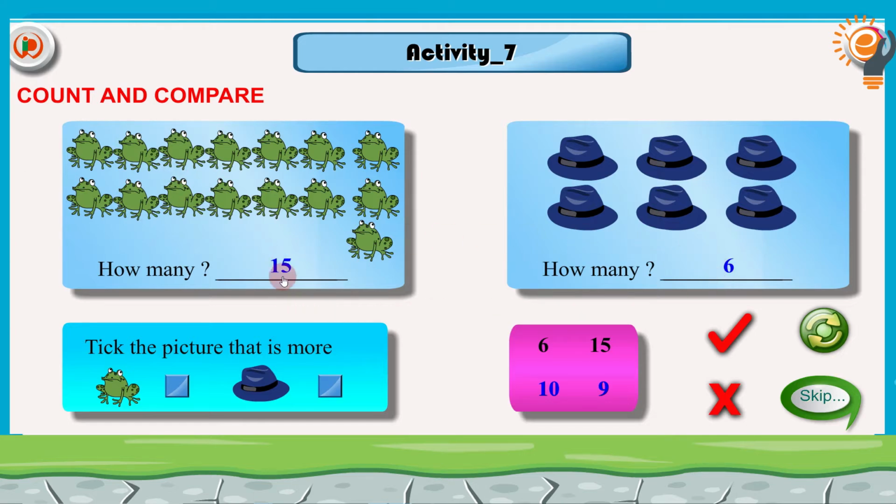So we will tick the frog picture. We will put the tick mark here for the frog. Now next is hat here. We will put the cross mark for the less number. We have put the tick mark for the more one and cross mark for the lesser number. Next we will go for the next bit.